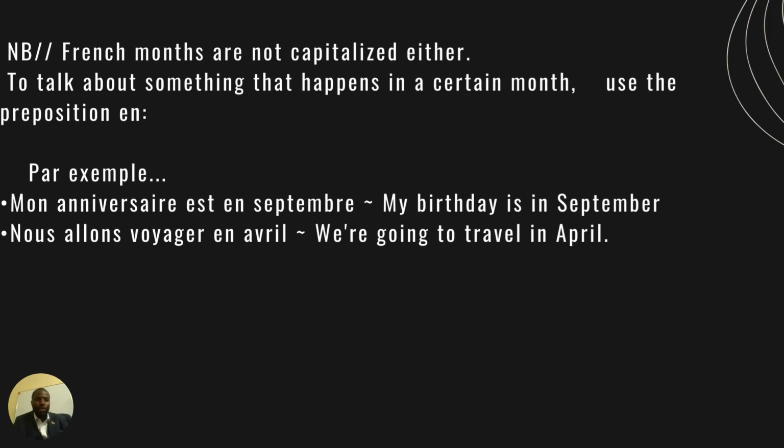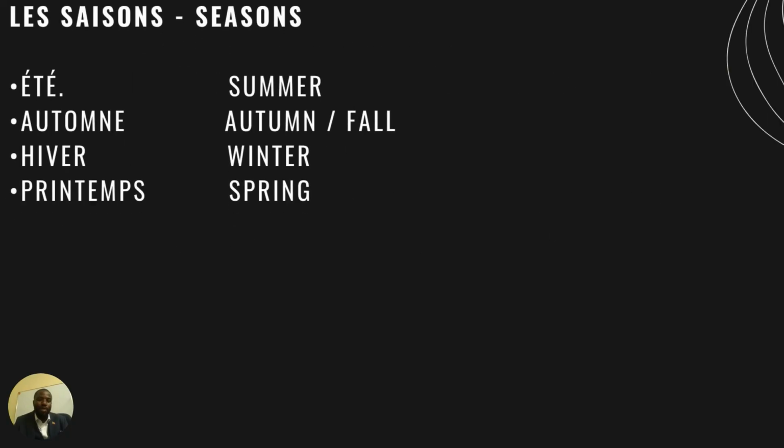Okay, so nous allons voyager en avril. It means we are going to travel in April. Mon anniversaire est en septembre. So all these things are happening in a certain month. Then we use the preposition en, meaning in.